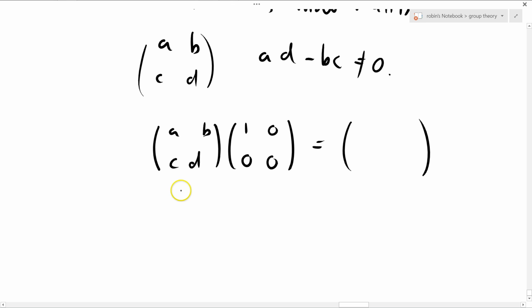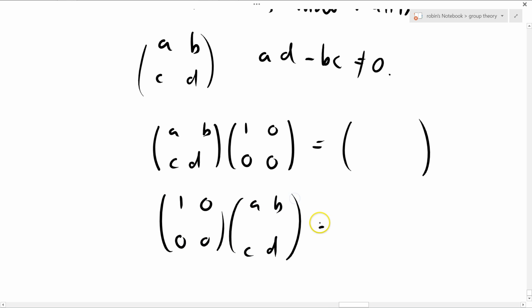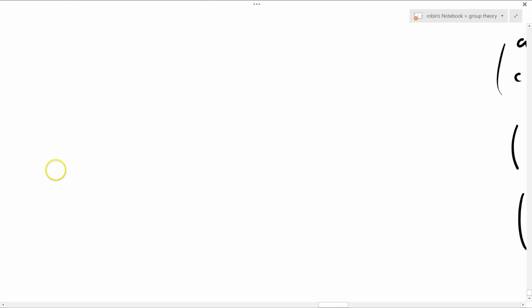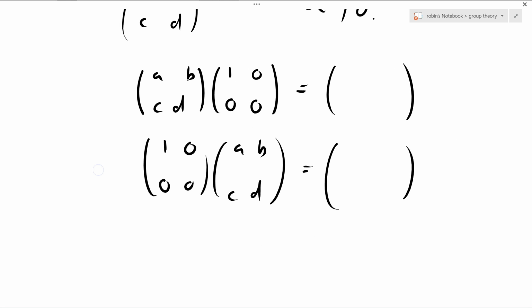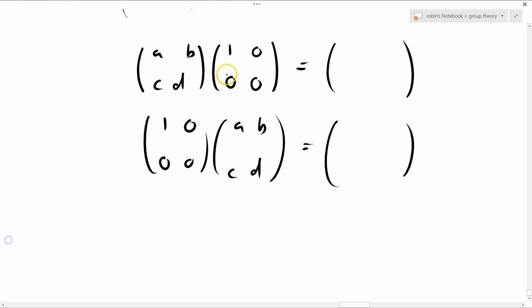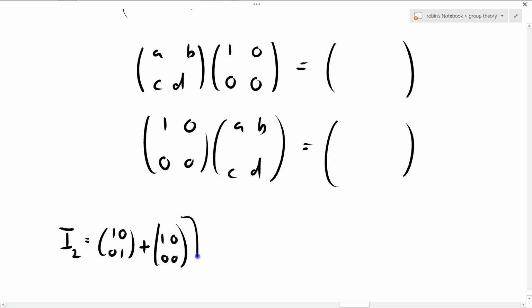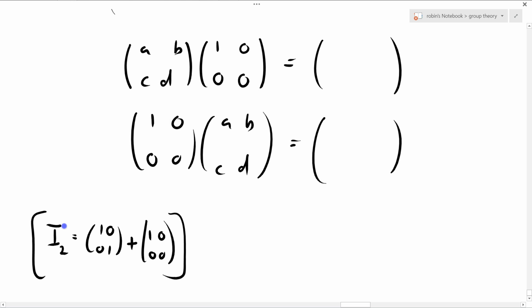I'll fill in the entries in a minute. And then I'm going to multiply it on that side by that. And we'll see what condition we need to put on A, B, C and D to make these two guys equal. If you're worried about the fact that this matrix here isn't actually in the group because it's got a 0 determinant, that's a very good observation. You've got to consider I2, which is equal to 1, 0, 0, 1, plus this matrix here, and then do the analysis with that matrix there, and then subtract off the identity. But I'm not going to worry about that.